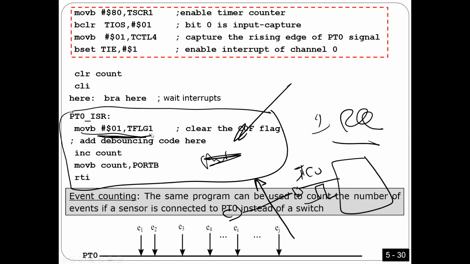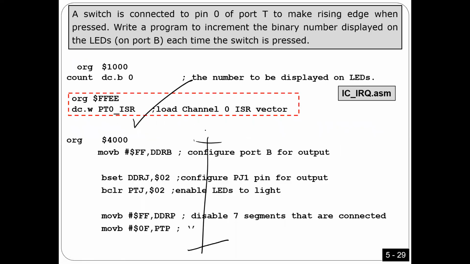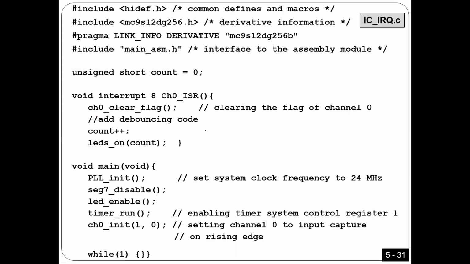Very simple program. Again, in the interrupt subroutine, I'm not going to use TC to see because I'm not measuring time. Is that clear? Very easy, right? Any question?